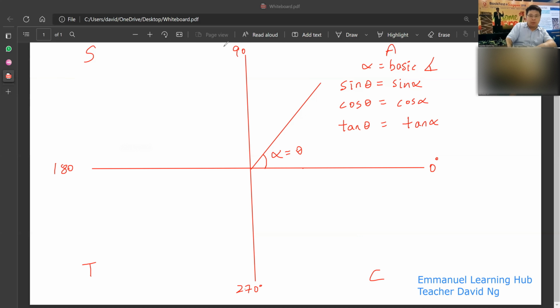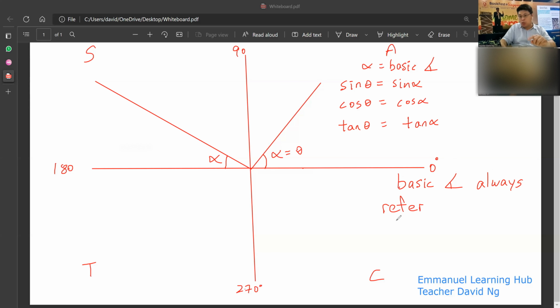Second quadrant. Point to take note: basic angle, this one you must remember. Basic angle always refers to what?